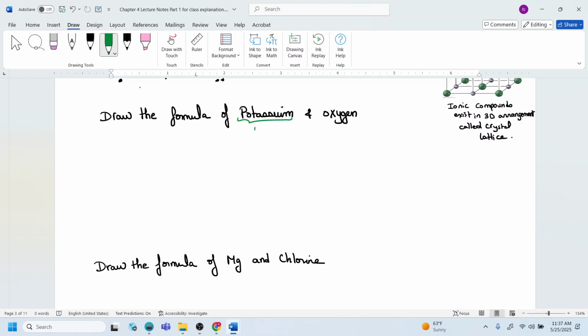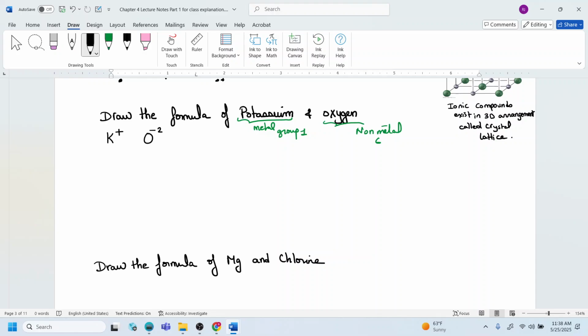So potassium is a metal, and we know that potassium is in group number 1, and oxygen is a non-metal, and oxygen is going to be in group number 6, right? So let's go ahead and draw the charges for potassium and oxygen. I know that potassium is in group number 1, so it can lose 1 electron. And oxygen is in group number 6, so it's going to gain 2 electrons to be octet.